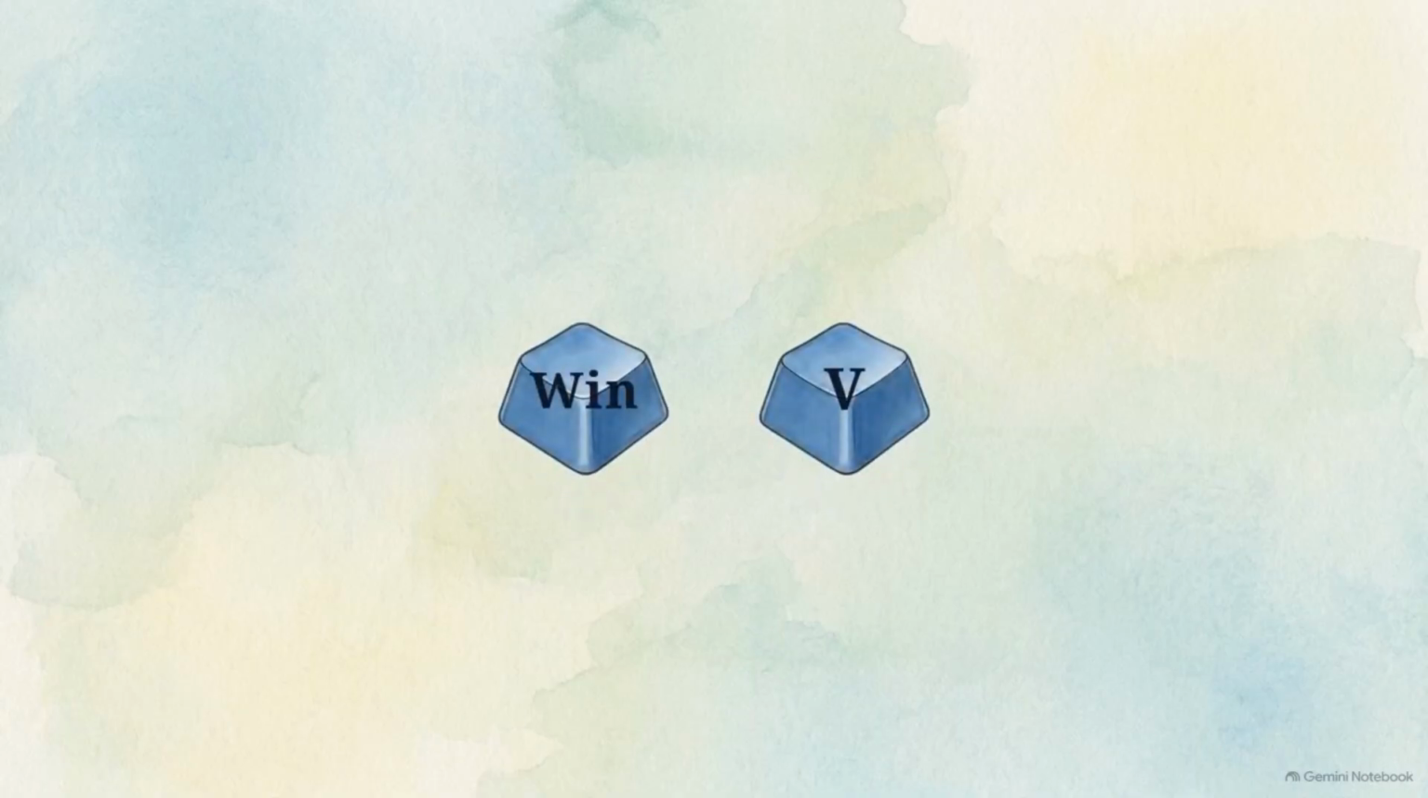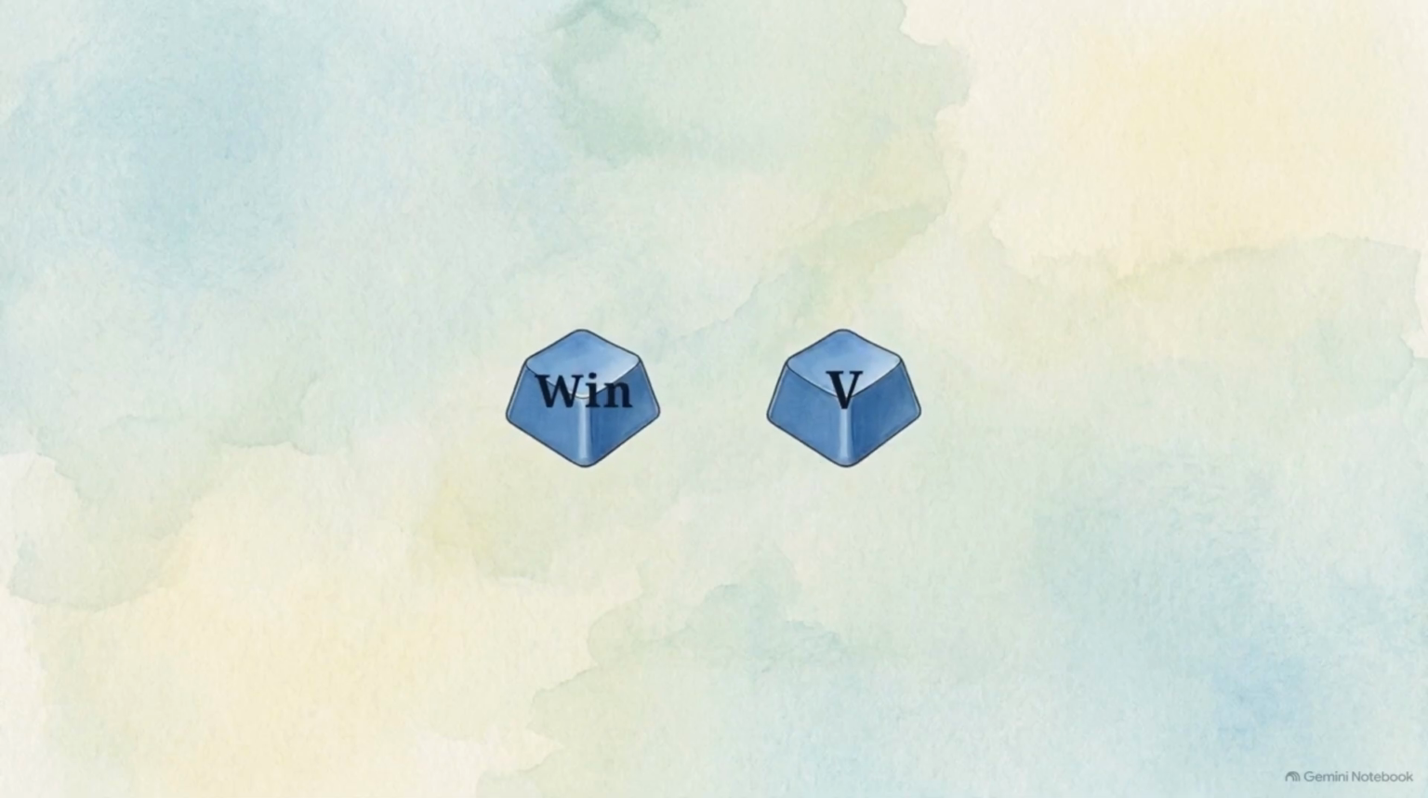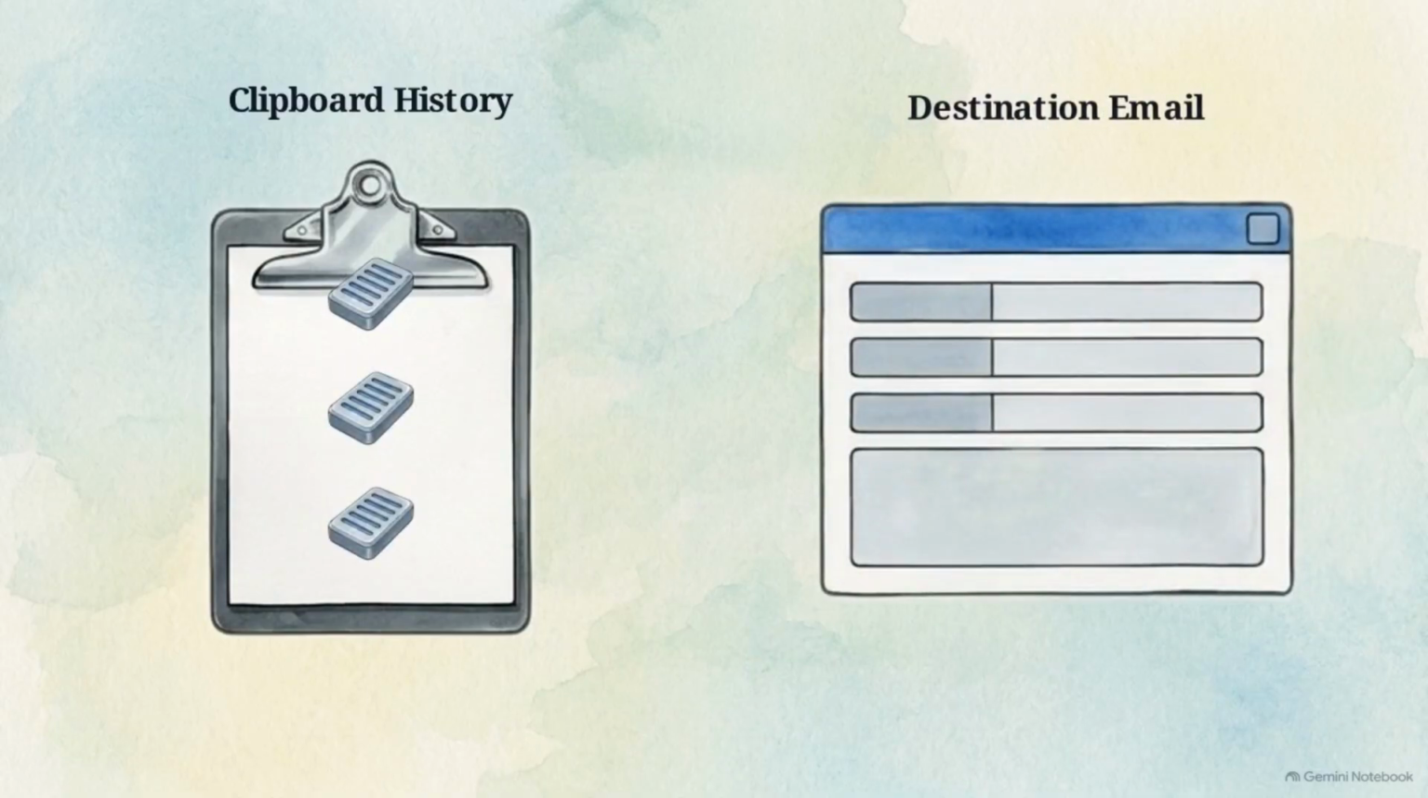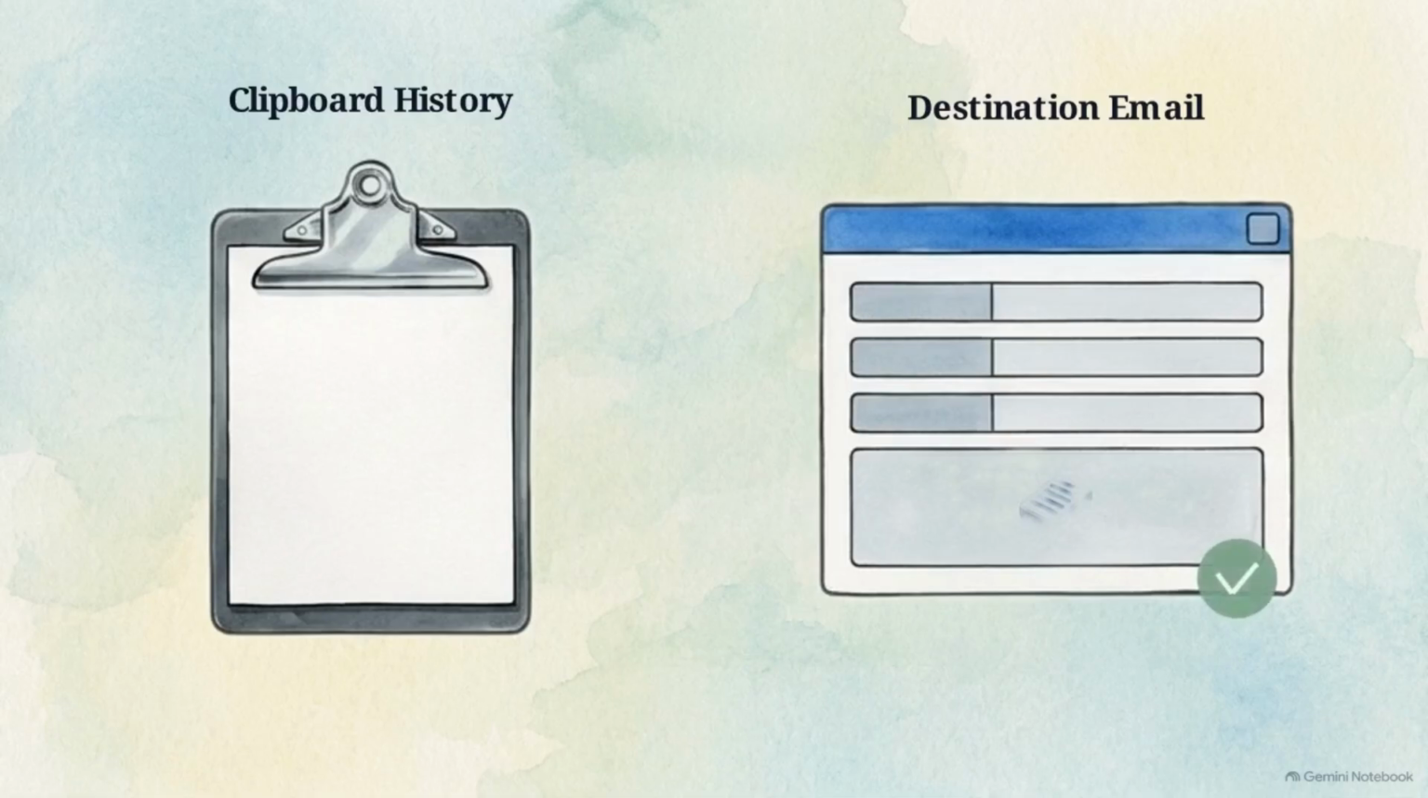By pressing the Windows key plus V, you open your clipboard history. This animated diagram shows a vertical clipboard queue storing 3 distinct blocks of text you've copied. You can recall any of these items and deploy them sequentially into a template layout without having to bounce back and forth between different documents.